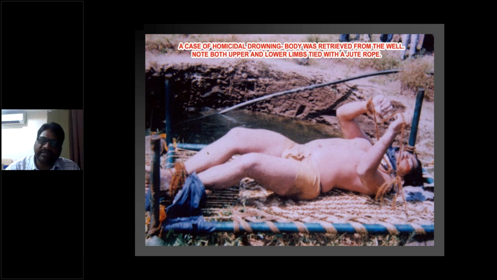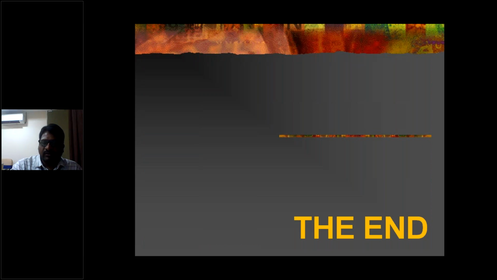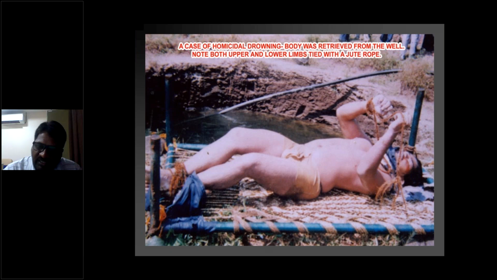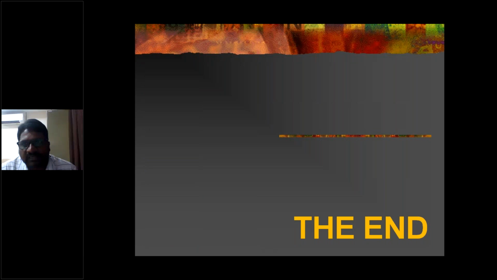So the body will be retrieved. You can observe both the hands and legs will be tied. So this is the typical example for homicidal drowning. With this, we finish asphyxial deaths.